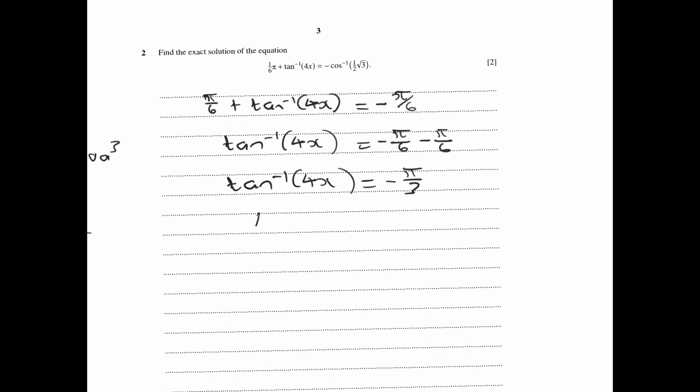Okay, so we have 4x, because remember this side here is an inverse, so if it goes that side it becomes a normal tan. So we're going to have tan of negative pi over 3. Now if we simplify that, what do we get? We are going to get negative square root of 3. Okay, so we have 4x is equal to negative of square root of 3. That's what we are having. So we can then divide both sides by 4. We are going to get our x is equal to negative square root of 3 over 4. So that's a simple equation to solve there.